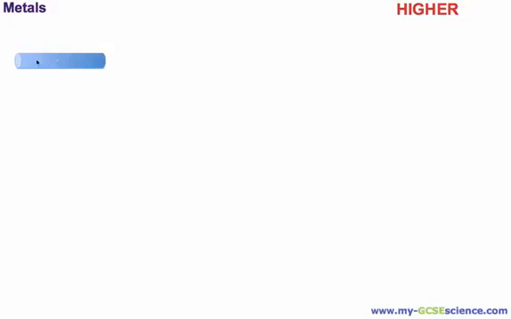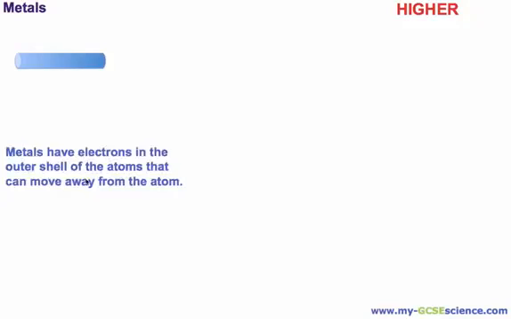So here we have a metal, and as you know, metals are very good conductors of heat and electricity, and you need to know why that is. The reason for that is that metals have electrons in their outer shell that can move away from the atoms. That means these electrons are free to move, and we have a special keyword for them, and that is that they are delocalized.